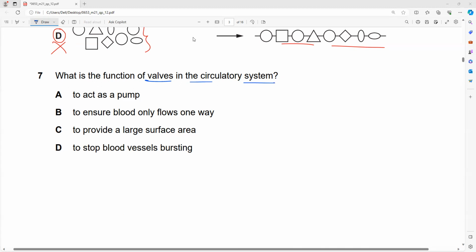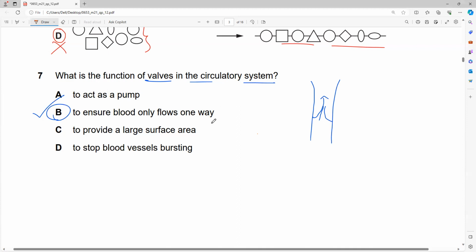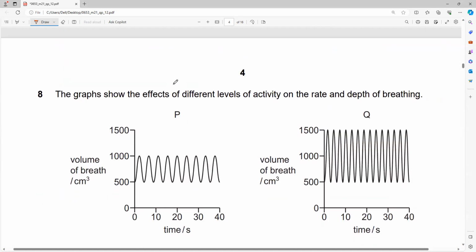Valves will come in arteries or veins? Veins. So what is the importance of the valves? They make the blood flow in only one direction. That's all, it's a direct question. So valves means immediately veins, to ensure the blood flows in only one direction.